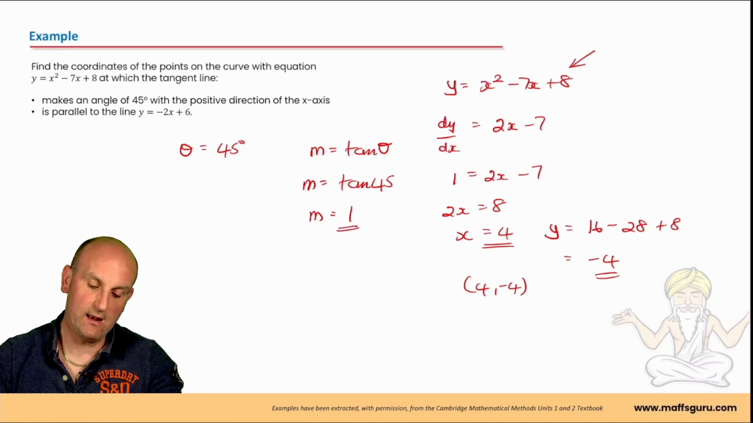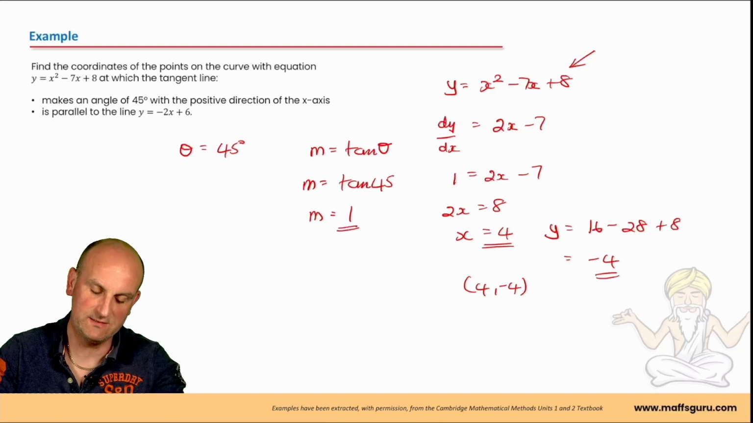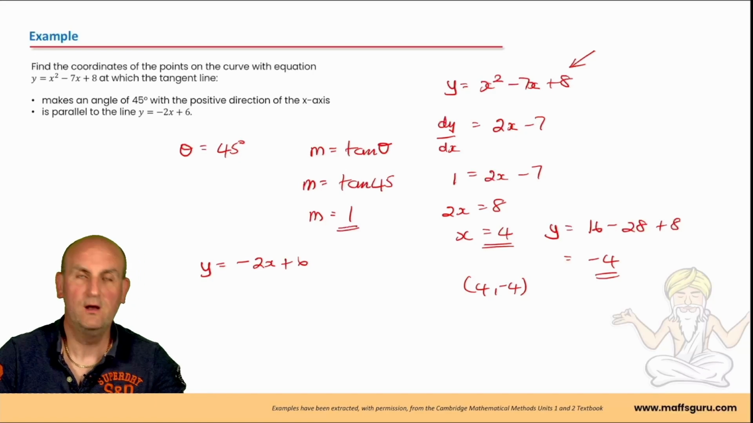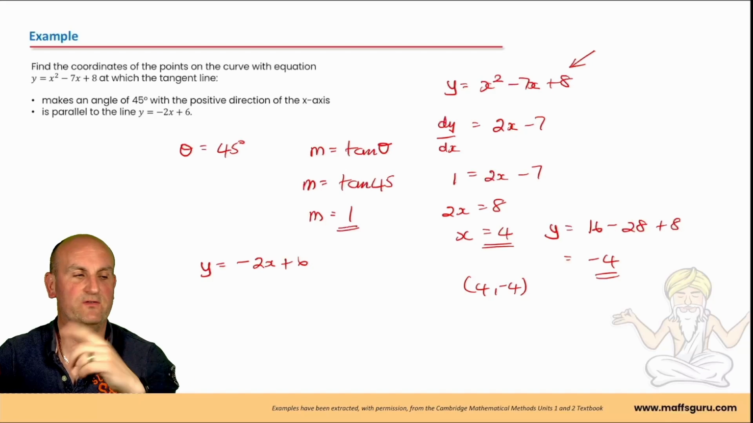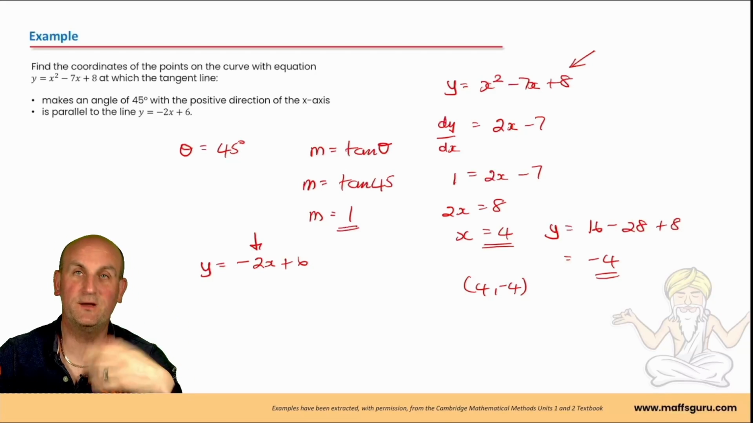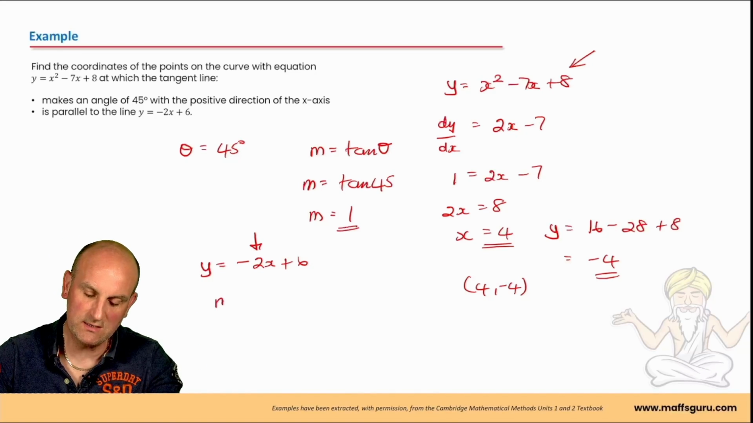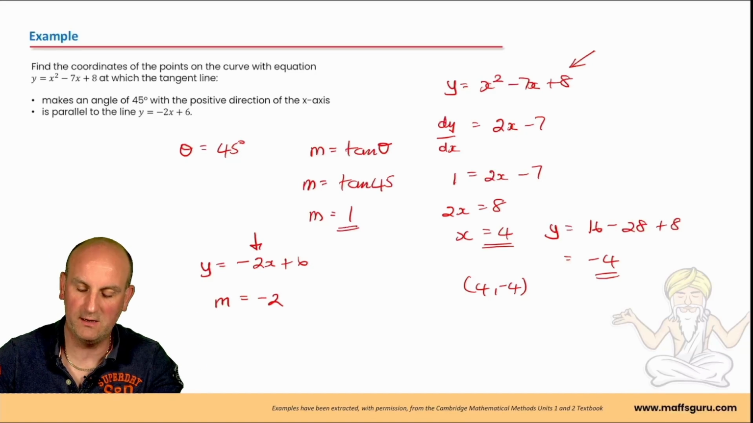Right, now on the second point, it is parallel to the line y equals minus 2x plus 6. Well, if it's parallel to that line, it must have the same gradient. And I know the gradient of this line is minus 2. So again, they're just coding this question. So we're trying to find the point where m is equal to minus 2.